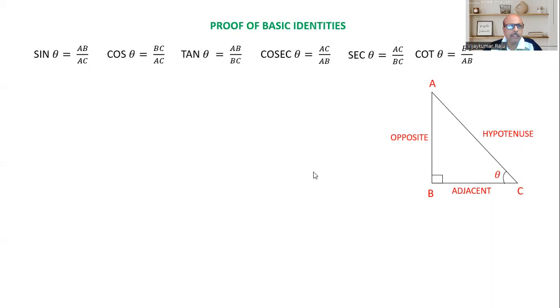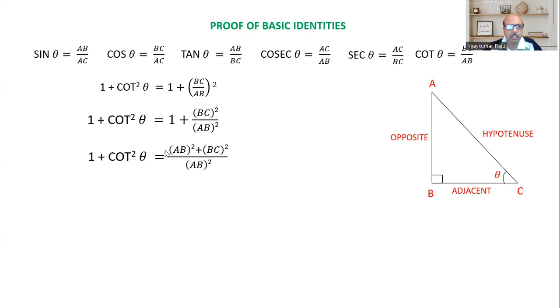Next, proof of one more identity. This is the same figure, and these are the ratios. 1 plus cot square theta is equal to 1 plus cot. What is cot? It is BC upon AB whole square, which is equal to 1 plus BC square upon AB square, which is also equal to AB square plus BC square upon AB square. AB square plus BC square is AC square. So AC square upon AB square. AC upon AB is nothing but cosec. So it is cosec square theta. So 1 plus cot square theta is cosec square theta.